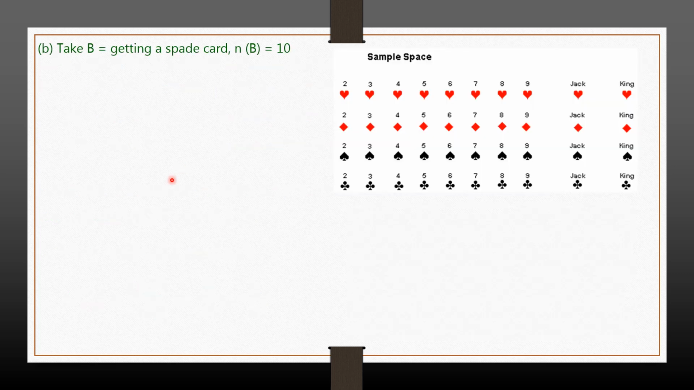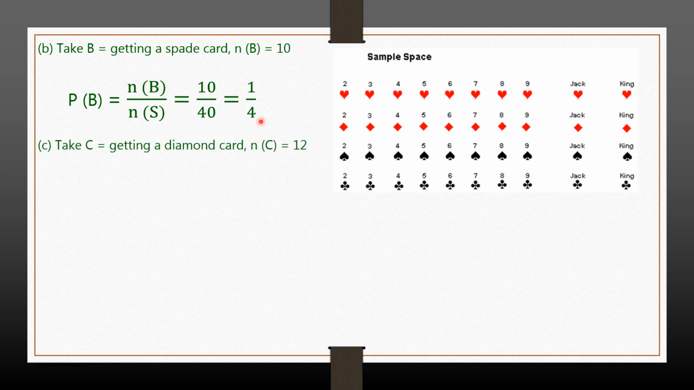Now take B is equal to getting a spade card. Among these 40 cards, there are 10 spade cards. Only 10 cards are favorable to the event B, so n of B is equal to 10. Applying the formula of probability, P of B is equal to n of B by n of S, that is 10 by 40. Go for cancellation with 10, you will get 1 by 4.